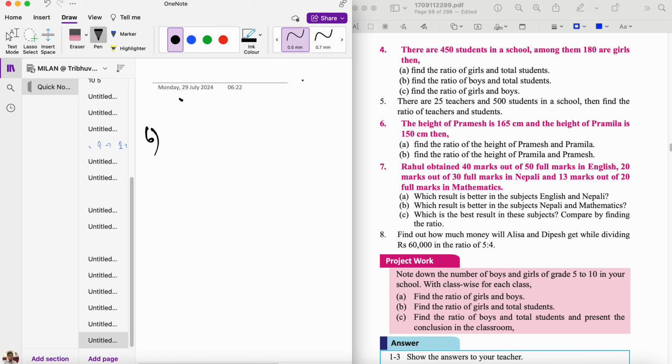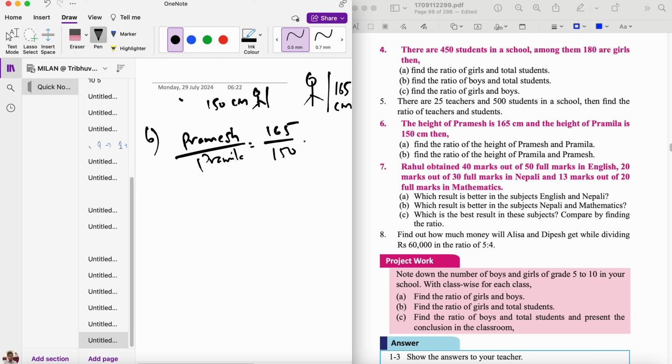Then question number 6. The height of Permis is 165 centimeters, and the height of Formula is 150 centimeters. Find the ratio of the height of Permis and Formula. Permis by Formula. Permis's height is 165 by 150 of Formula. Then 15 quarters, 15, 10, 15, 11, so 11 by 10.